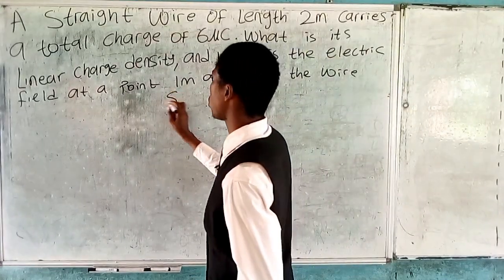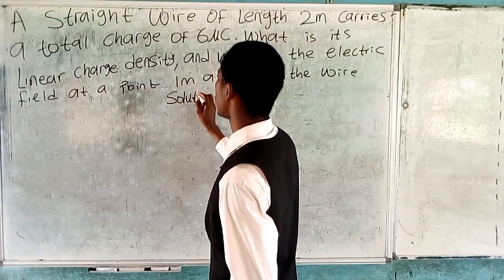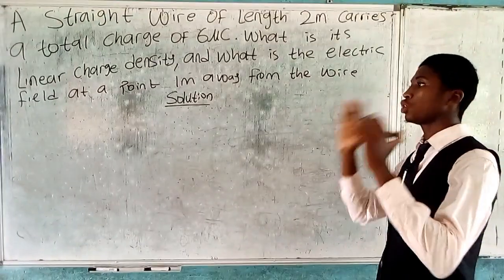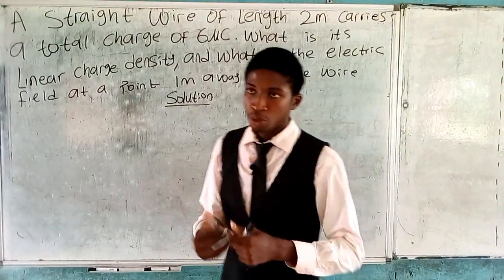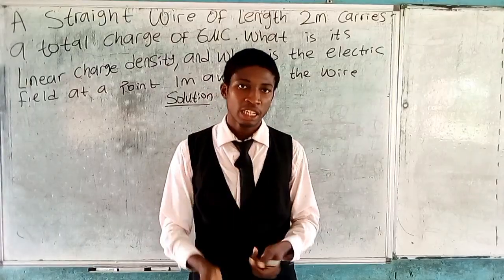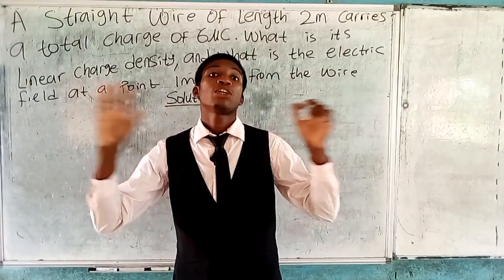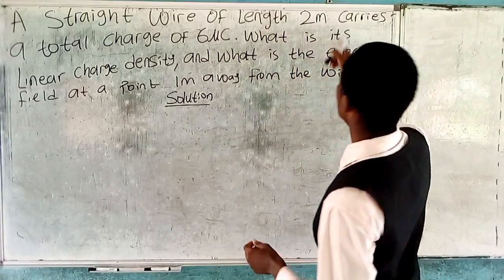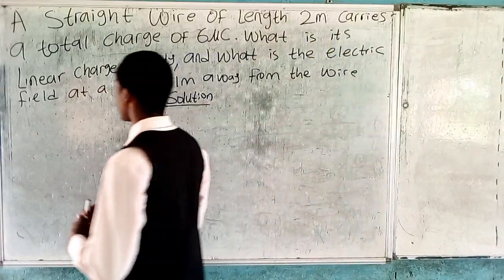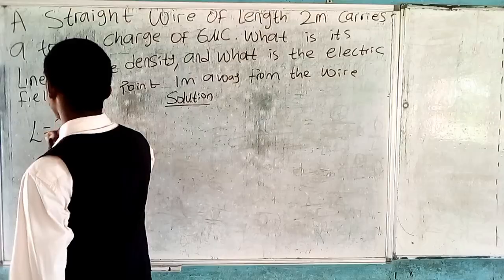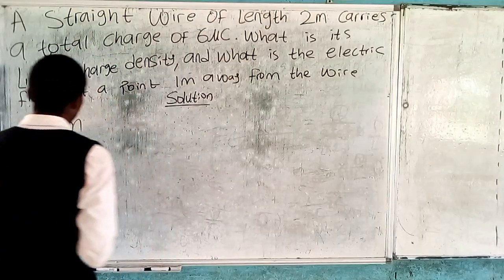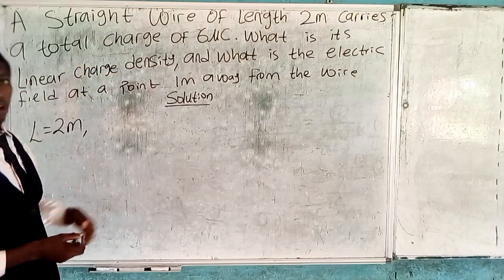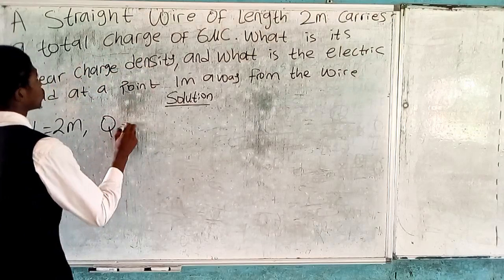So the first step, write our solution, right? And the parameters given, a straight wire. So whenever I see a question on a straight wire, your mind should go, okay, I was expecting linear charge density. Alright? So of length 2 meters. So now our length given to us, L is 2 meters, right? What else is given to us? It carries a total charge of. Now our charge Q is equal to what?